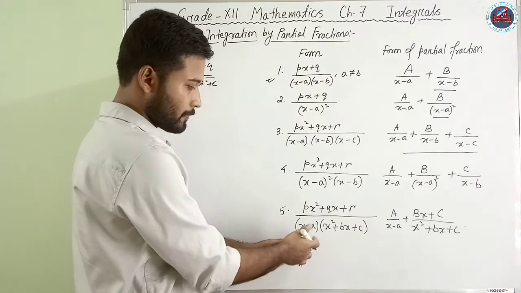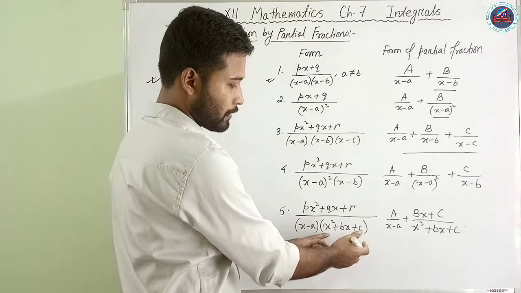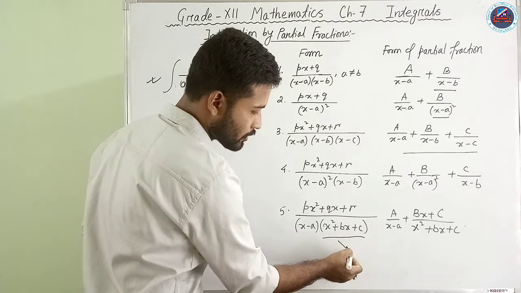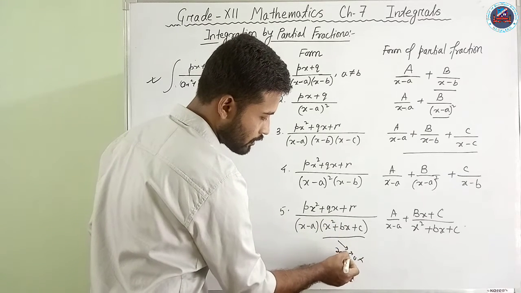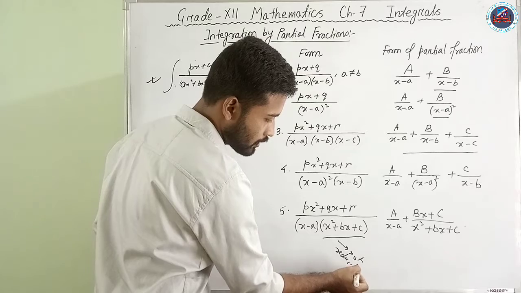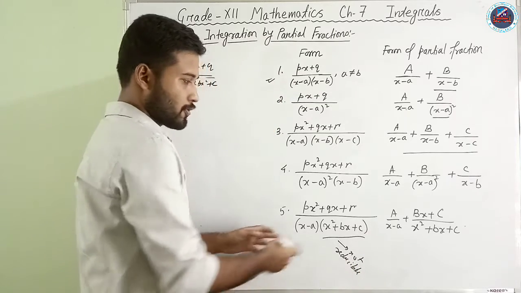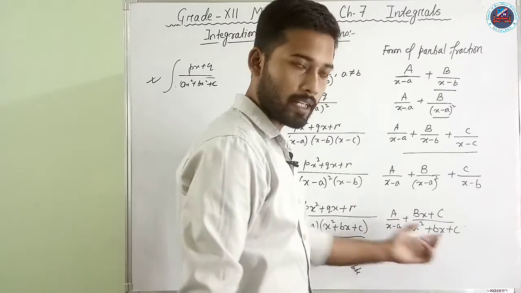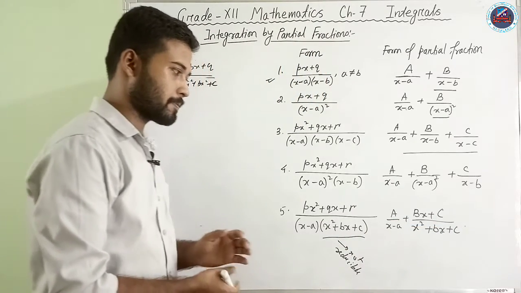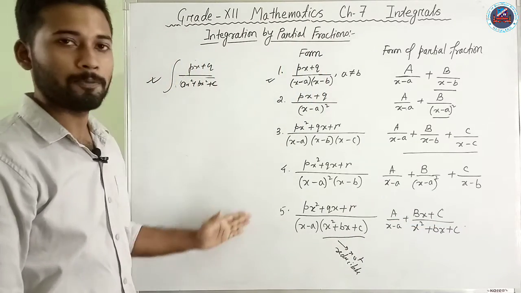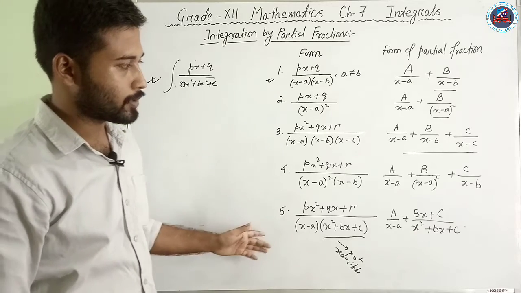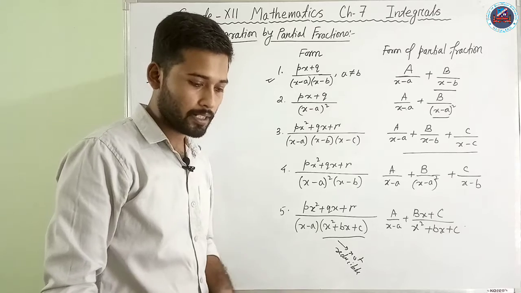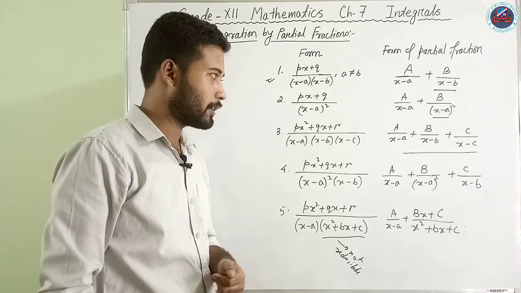In the fifth one, we have x minus a into x square plus bx plus c. And one more thing is that in this case, the quadratic is not reducible. That means we cannot reduce it further. So in this case, it will be A by x minus a plus (Bx plus C) divided by x square plus bx plus c. So these are the 5 forms, and we shall be using them to solve some of the integration problems given in exercise 7.5.